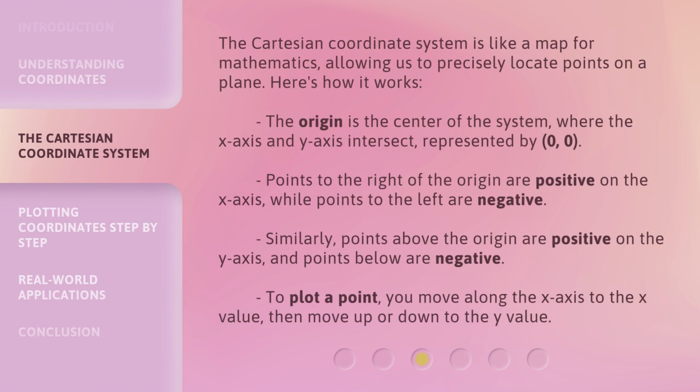The Cartesian coordinate system is like a map for mathematics, allowing us to precisely locate points on a plane. Here's how it works. The origin is the center of the system, where the x-axis and y-axis intersect, represented by (0, 0). Points to the right of the origin are positive on the x-axis, while points to the left are negative. Similarly, points above the origin are positive on the y-axis, and points below are negative. To plot a point, you move along the x-axis to the x value, then move up or down to the y value.